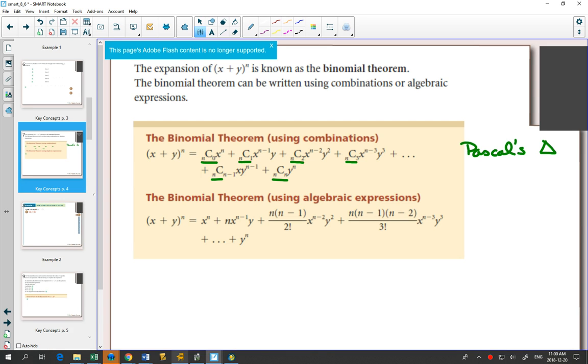And then we notice that the powers of our first term, so here our first term is x, they start with x to the n and they go down 1 each time. And the second one, which is y, you don't have any y's in your first term, then you start with 1, then 2, then 3, and they go up 1 until you get to y to the n.